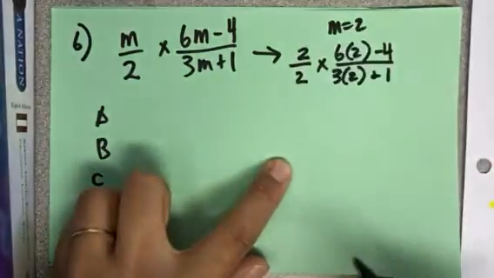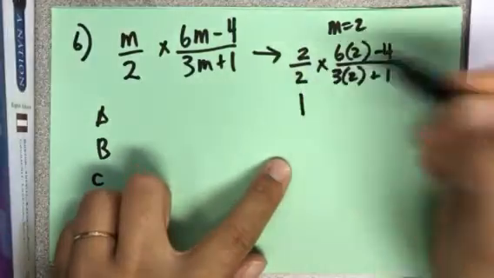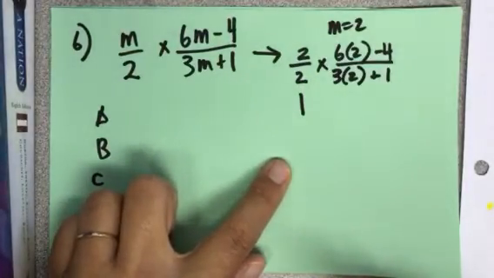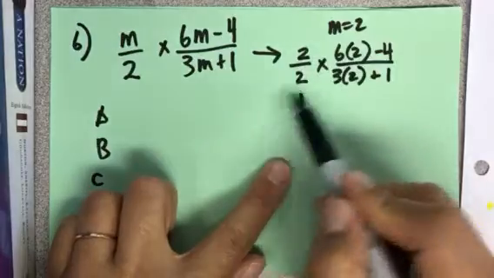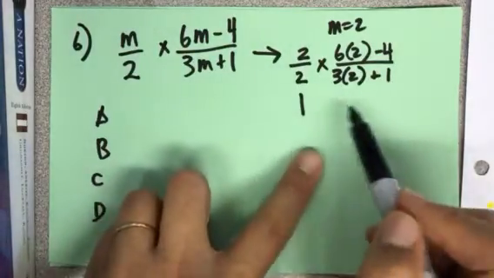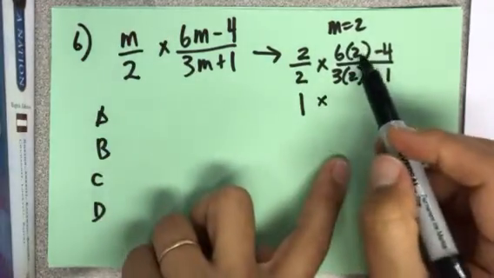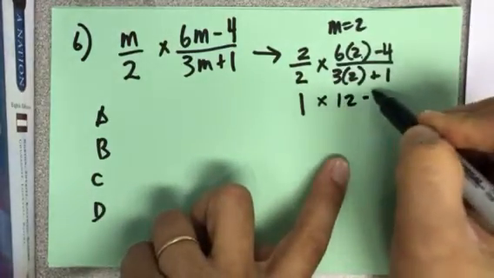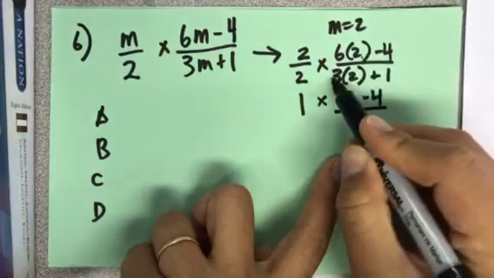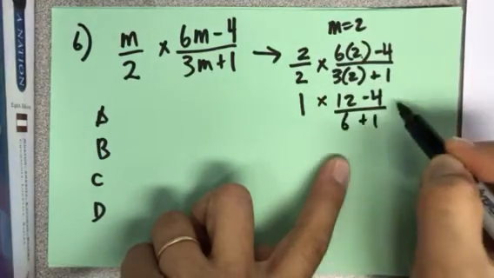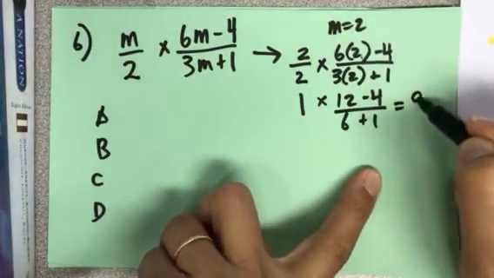2 over 2 always equals what, everybody? 1. Okay, any number over itself equals a 1. So basically, we could just ignore this because anything that it's going to multiply is just going to be itself. So that's just there. 6 times 2 is 12 minus 4. And then 3 times 2 is 6 plus 1. So we're going to end up getting 8 over 7.